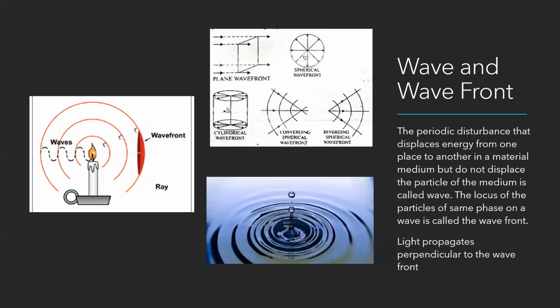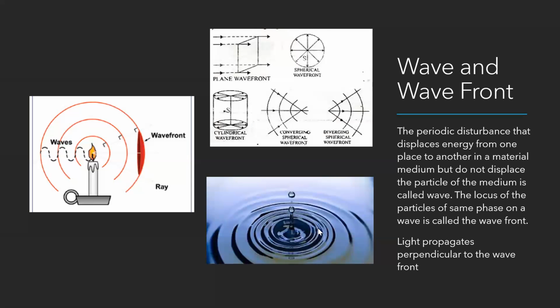A wave is a periodic disturbance that displaces energy from one place to another in a material medium, but does not displace the particles of the medium. For example, here you can see ripples of water. There is a small disturbance here, and what happens? A wave is produced. So the disturbance or the energy is transmitted from this point through these ripples to the outside. See these circles, it will go.